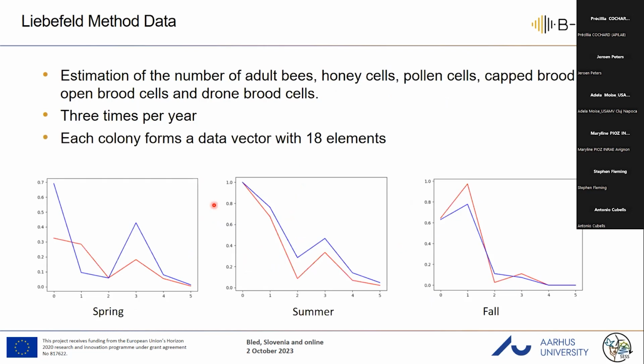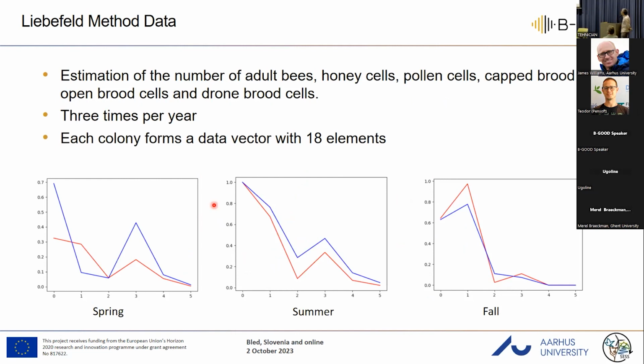So let's go to the next, the Liebefeld method results. For the Liebefeld method data, we have the estimation of the number of adult bees, honey cells, pollen cells, capped brood cells, open brood cells, and drone brood cells. So in total, for each inspection, we have 6 numbers. And this was done 3 times per year. So again, I give you some examples here: spring, summer, fall. And I normalized them from 0 to 1. So 1 means they have a very large number, and if it's close to 0, that means the number is very low.